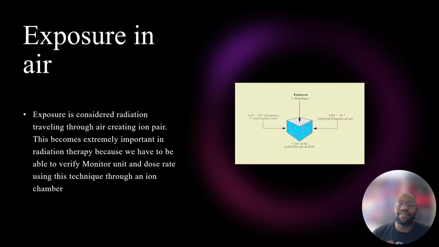Exposure in air is measured in Roentgens. This is pretty much ionization of air. We use this to understand how radiation is reacting in air. Things like temperature, pressure, and humidity affect this. And it pretty much just hits air and creates ion pairs, and we can measure the ion pairs. We use this type of idea with ion chambers, and there are two inside of the LINAC.